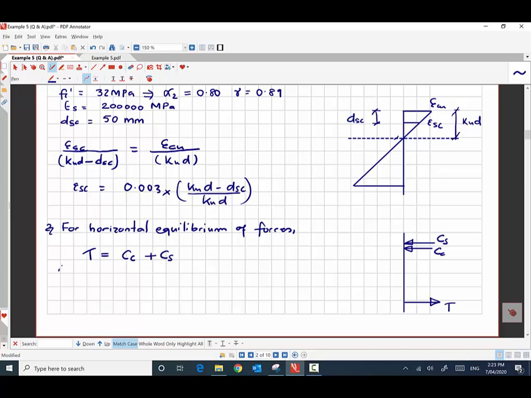So T is nothing but the area of steel in tension multiplied by, we are assuming that it is yielding, so we can write fsy. The compressive force taken by the concrete is alpha 2 f'c, exactly same as before, gamma Ku d b, plus the compression force taken by the steel, which is the area of the steel in compression multiplied by the compressive stress in steel. We don't know what sigma sc is now, and we can express it in terms of concrete strain. So how do we do that?